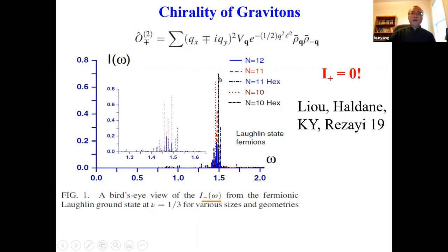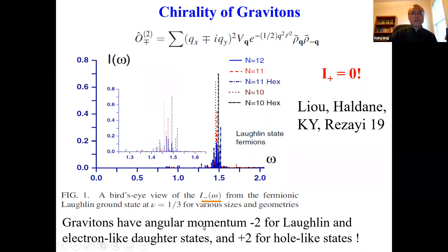We found that for the Laughlin state, which is the exact state when you use the V1 pseudopotential, the plus two spectral weight is identically zero, while the minus two spectral weight is very sharply peaked at a particular energy. Therefore the conclusion is that for the Laughlin state, which is the most prominent example of a particle-like state, the graviton should have polarization minus two. On the other hand, if you perform a particle-hole transformation, let's say to go to two-thirds, then you reverse the chirality.